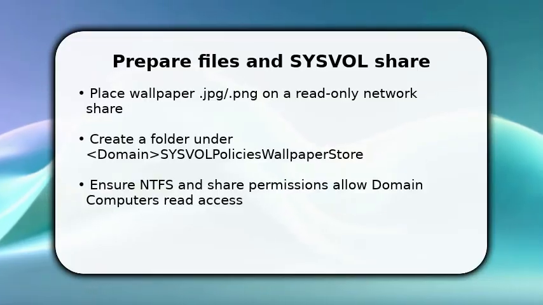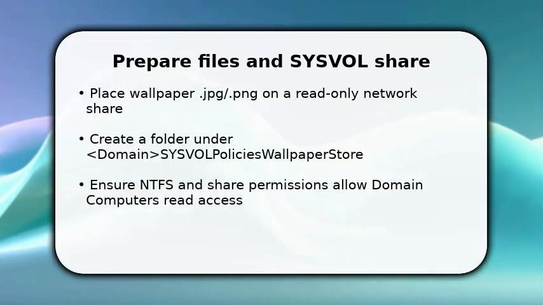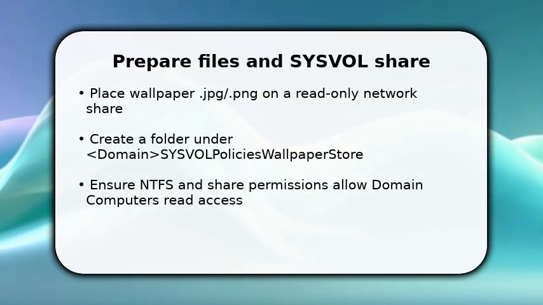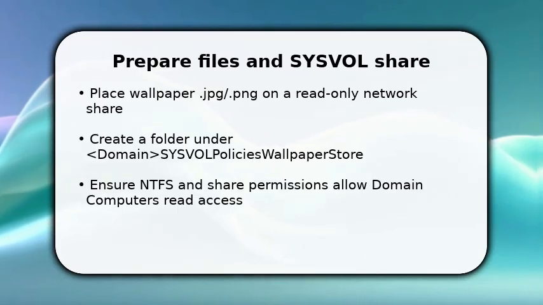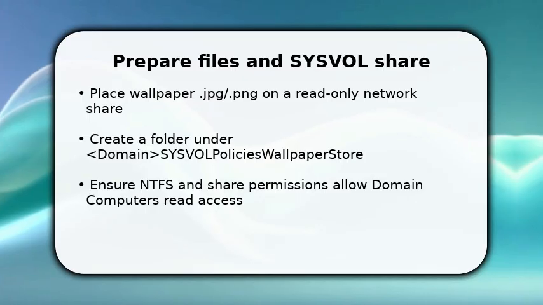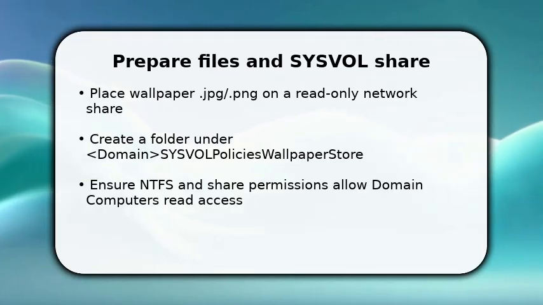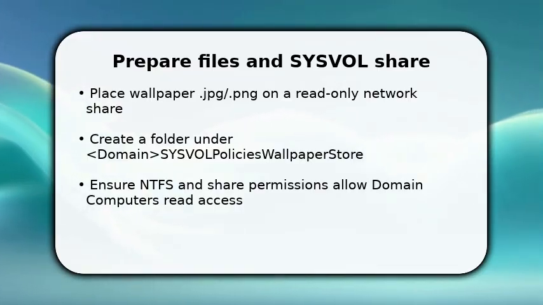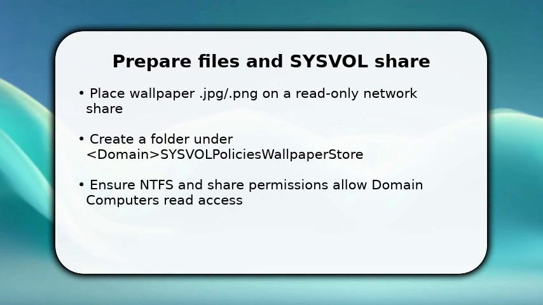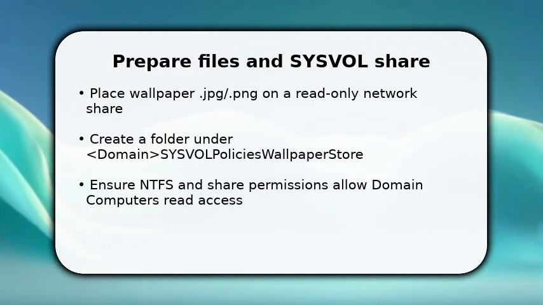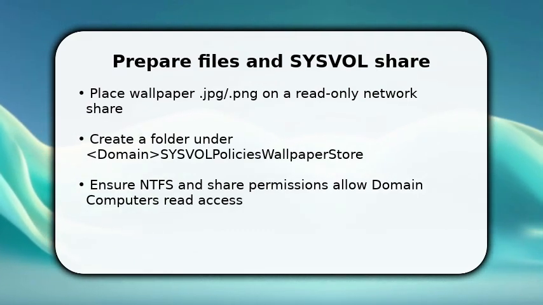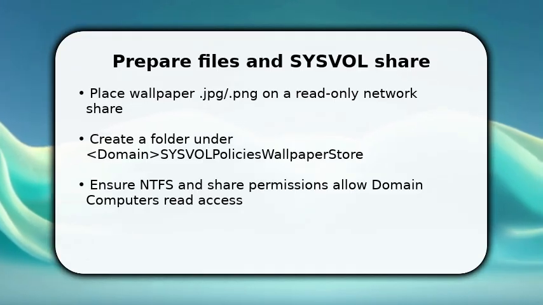You start by placing the image where all machines can read it. Copy the final wallpaper, JPG or PNG, into a folder under /your domain, /sysvol /policies /wallpaper store so replication reaches all DCs. Once done, set NTFS and share permissions to allow domain computers read and domain admins modify. Make sure the path is fixed and uses a UNC path. You do this first because group policy reads sysvol. Without replication and correct permissions, clients won't get the file.